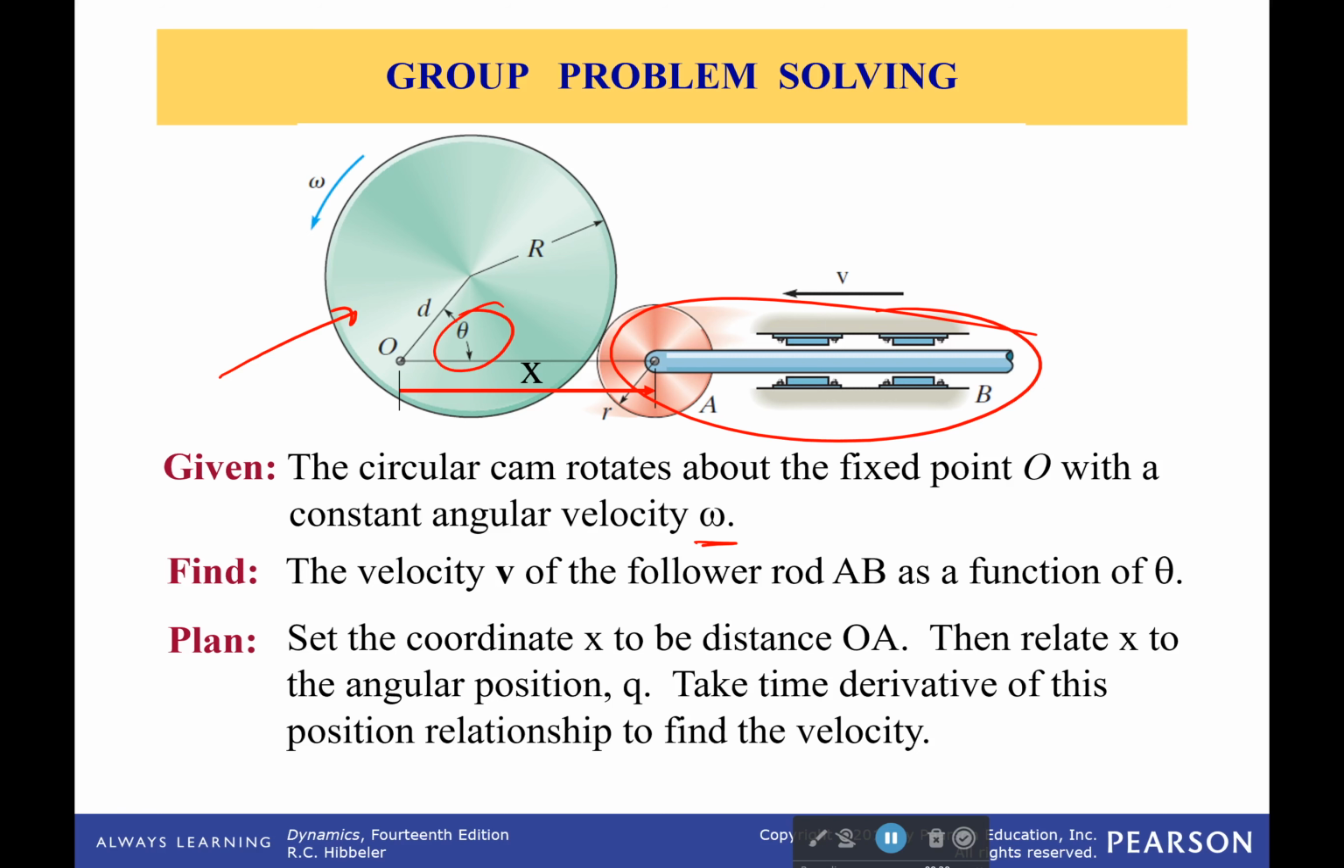So how are we going to do this? Well, we're going to set our coordinate x to be that distance from the origin, which does not move, to this point A, which does move. And we're going to relate x to the angular position theta. That's supposed to be a theta right there. And then finally, take some time derivatives to figure out the relationship between the angle and the velocity.